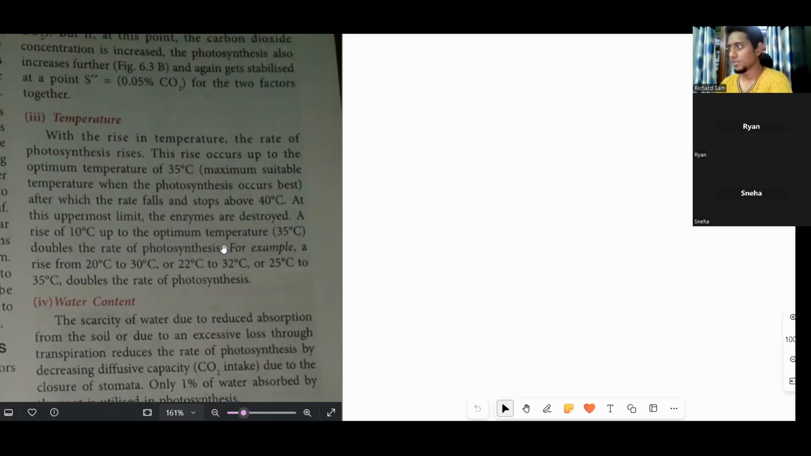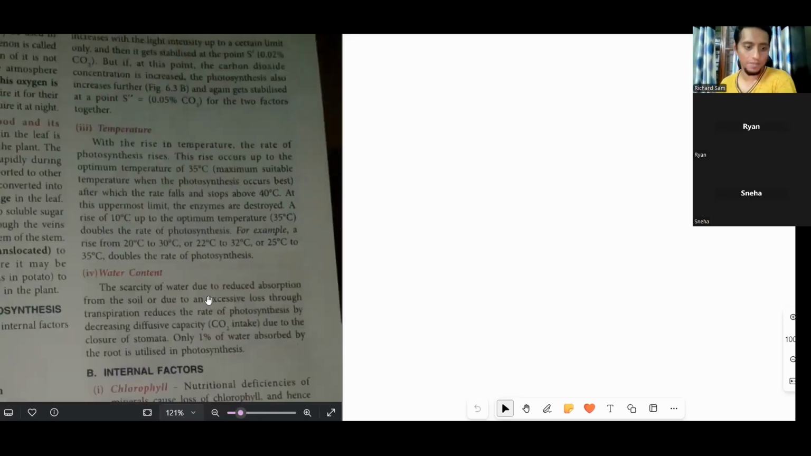Is that clear about temperature? Yes. So for every 10 degree rise in temperature, the rate of photosynthesis will double. But this only happens till which temperature? 35. After 35 till 40, there is no increase. It stays stable. After 40, what happens to the rate of photosynthesis? It decreases. Okay. All right.